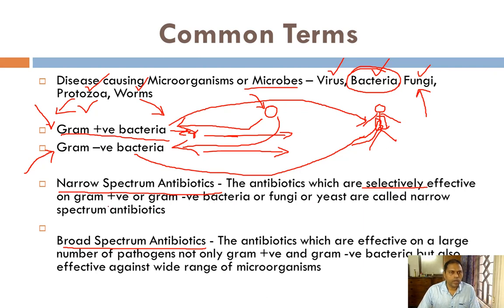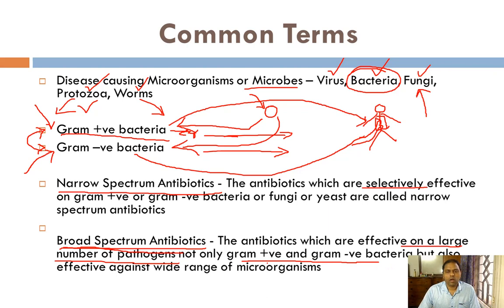And antibiotics which cover both gram-positive and gram-negative bacteria, right? Such antibiotics are called broad spectrum antibiotics. They cover a large number of pathogens, and not just gram-positive and gram-negative bacteria.